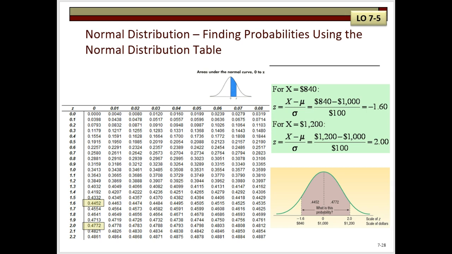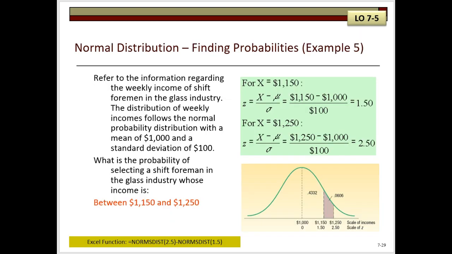But since the area we actually want is the area between -1.6 and +2.0, we add the two probabilities together to arrive at the final answer of 0.9224. So we will say the probability of selecting a shift foreman in the glass industry whose income is between $840 and $1,200 is 0.9224 or 92.24%.